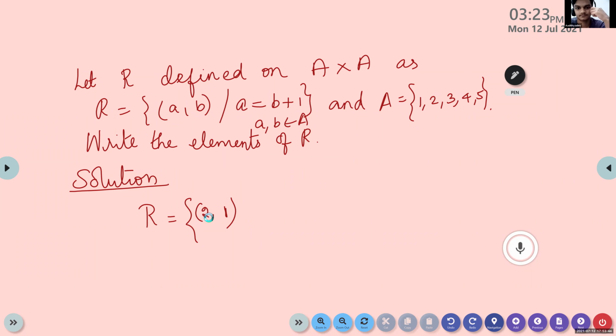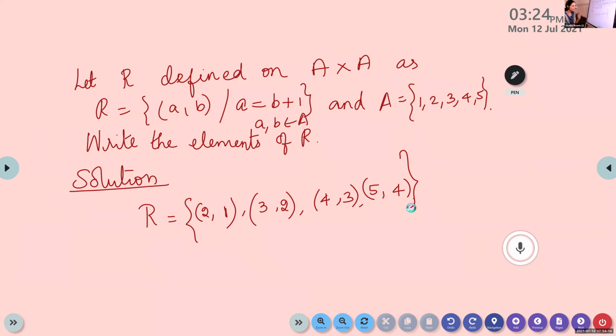Now take the next one. b is 2. What is the value you will get here? 3. Then take the next value, 3. We will get 4, isn't it? Then for 4, we will write 5. What about the next case? 5, 6. Is it possible? No. So this one we can't write. So only up to this.